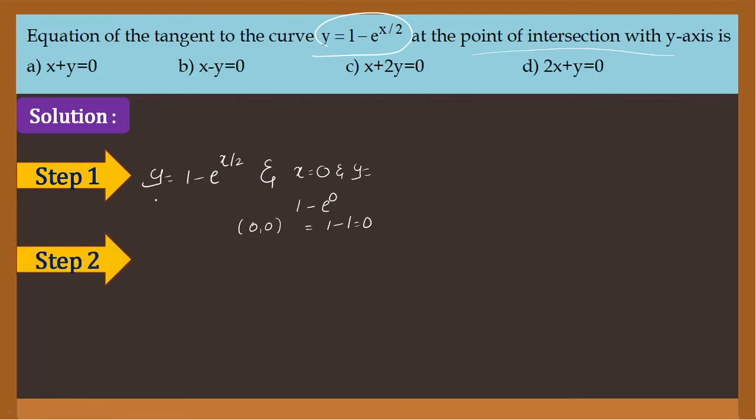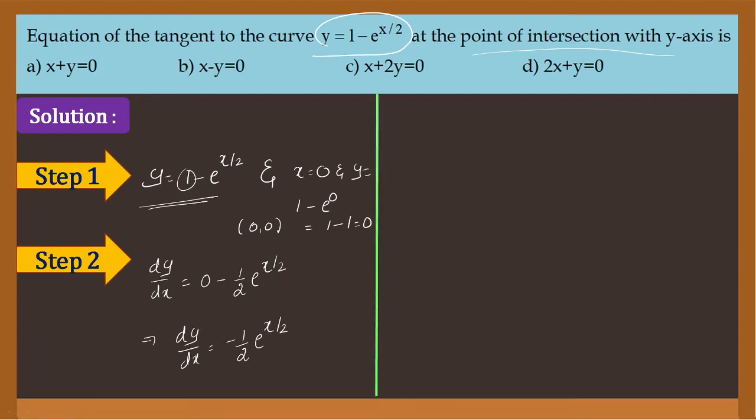Now differentiating with respect to x on both sides of this equation, we get dy by dx equals d by dx of 1, which is 0, minus d by dx of e power x by 2, which is 1 by 2 into e power x by 2. This implies dy by dx equals minus 1 by 2 into e power x by 2.